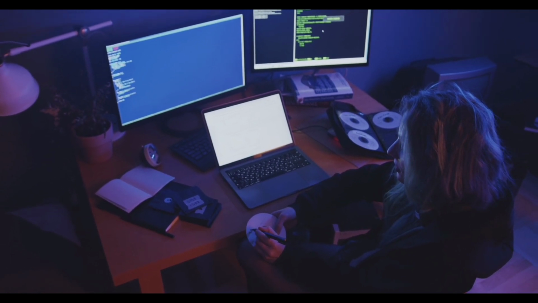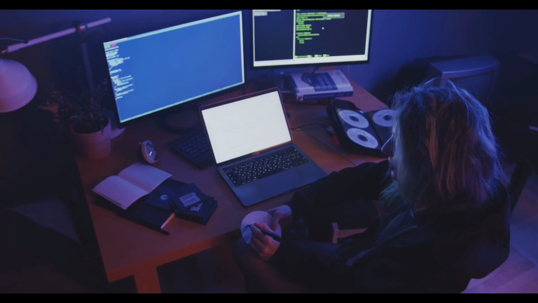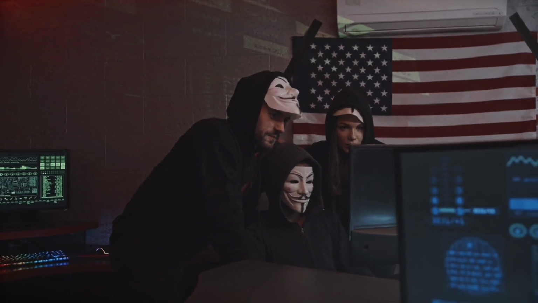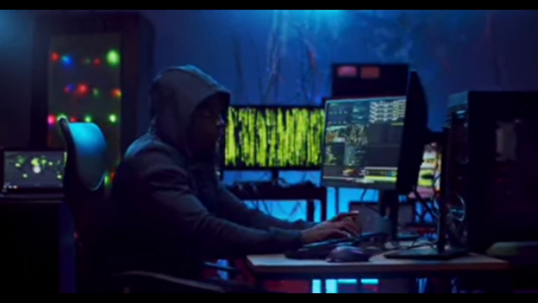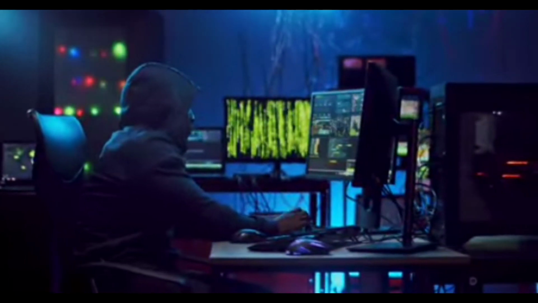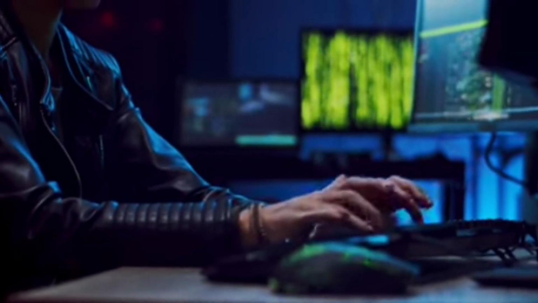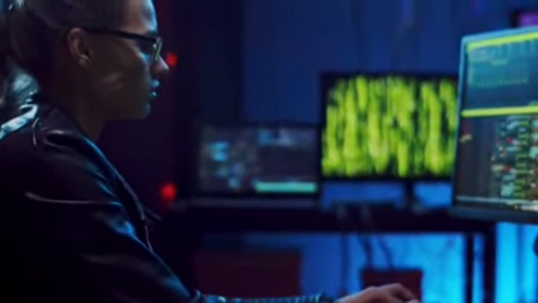Now, how to prevent social engineering attacks? How do you protect yourself? Learn about social engineering tactics. Train your team if you are in an organization. Access control: limit access to sensitive information. Not everyone needs admin privileges. Be skeptical. If someone pings you, verify it independently.